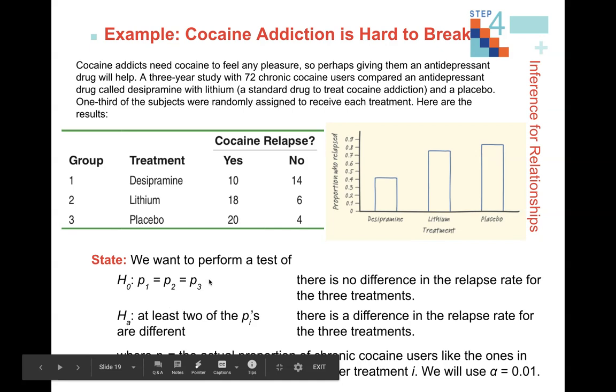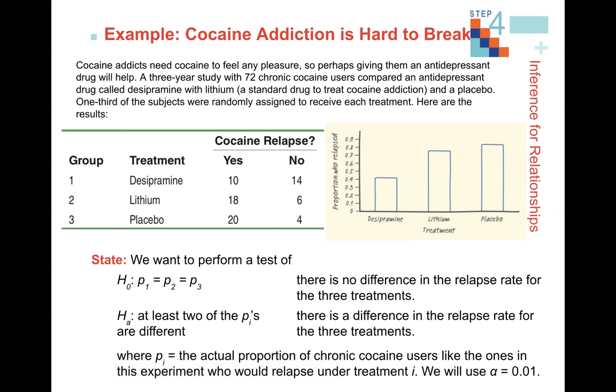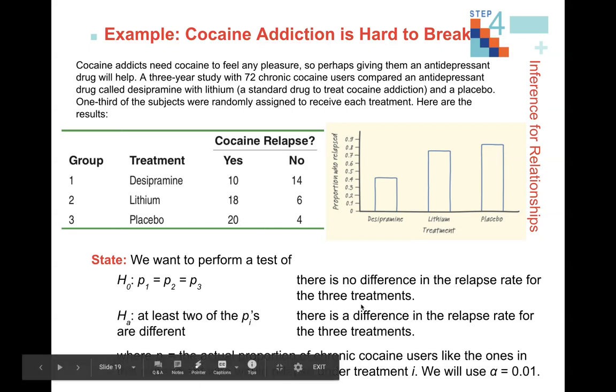P1 equals P2 equals P3. Your alternative is at least two of the Pi's are different. Because again, one difference means that two of them are different from each other. This is what these hypotheses mean in words. But again, you're going to write your hypotheses like this.